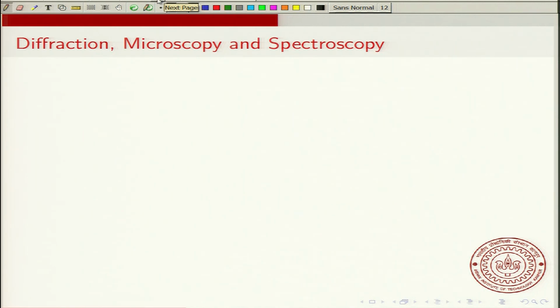If you look at the range of techniques for characterizing materials, they can broadly be classified into diffraction techniques, microscopy techniques and spectroscopy techniques. In diffraction, you use either X-rays. We talked about X-ray diffraction, but you can also use neutrons to do diffraction, or you can also use electrons to do diffraction.